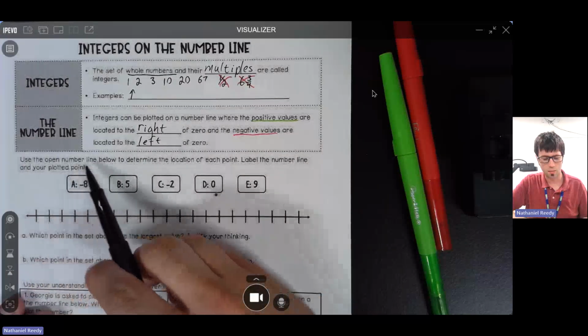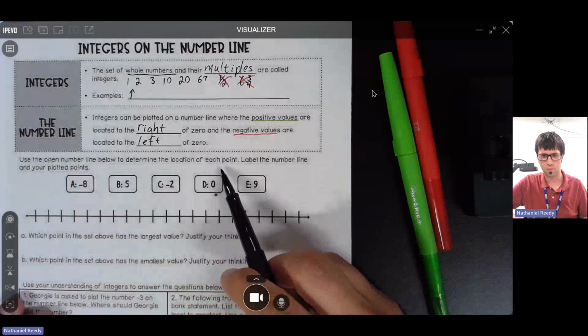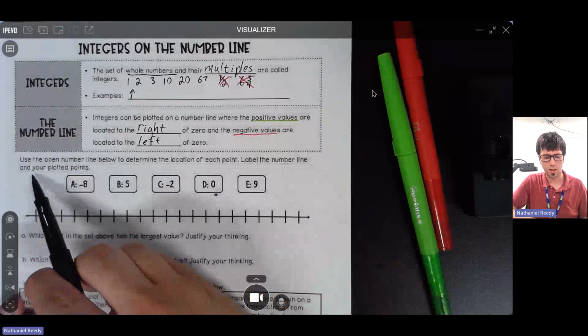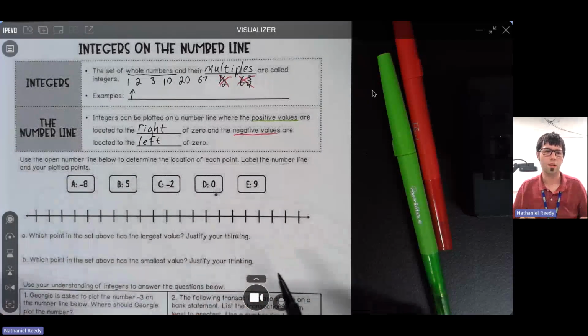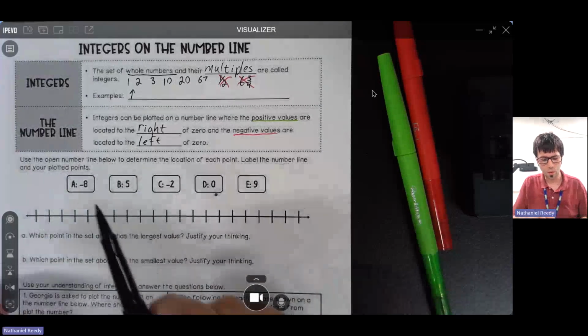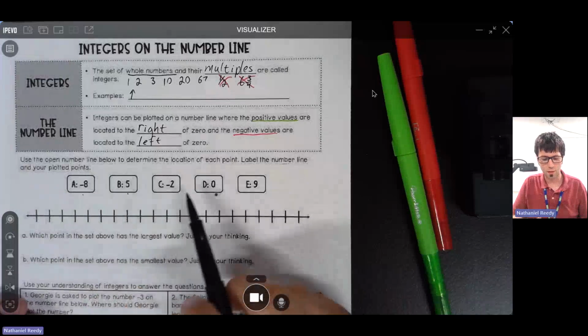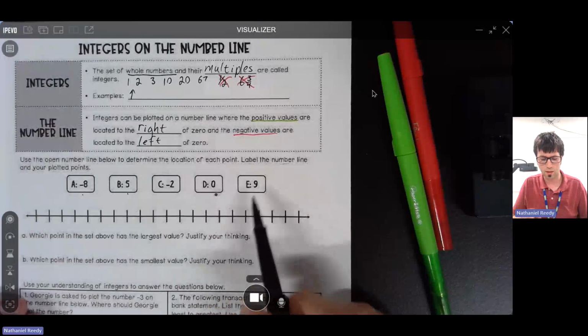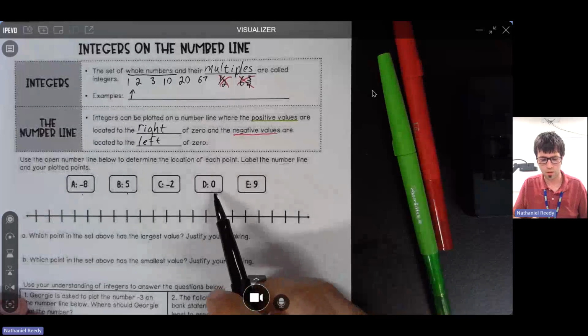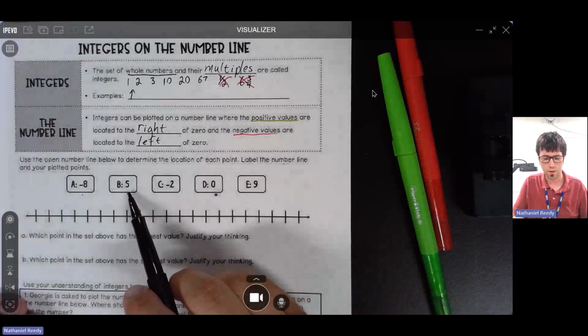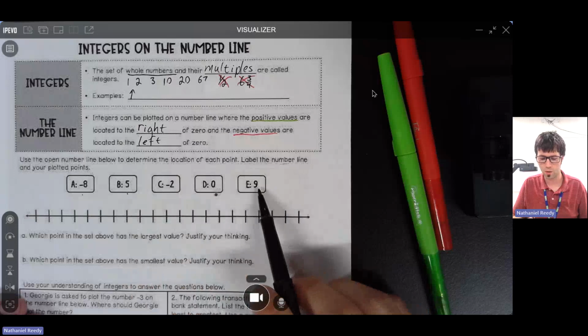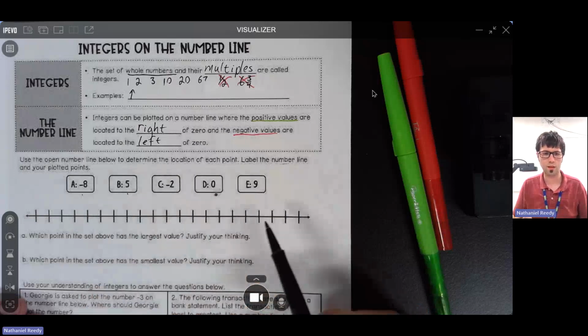It says use the number line below to determine the location of each point. Label the number line and your plotted points. Okay, so we have numbers like -8, 5, -2, 0, and 9. Maybe you're like, okay, I know 0 is just nothing. I know what 5 is, I can count 1, 2, 3, 4, 5. I know what 9 is, 1 through 9. But how do I get to -2 or -8?